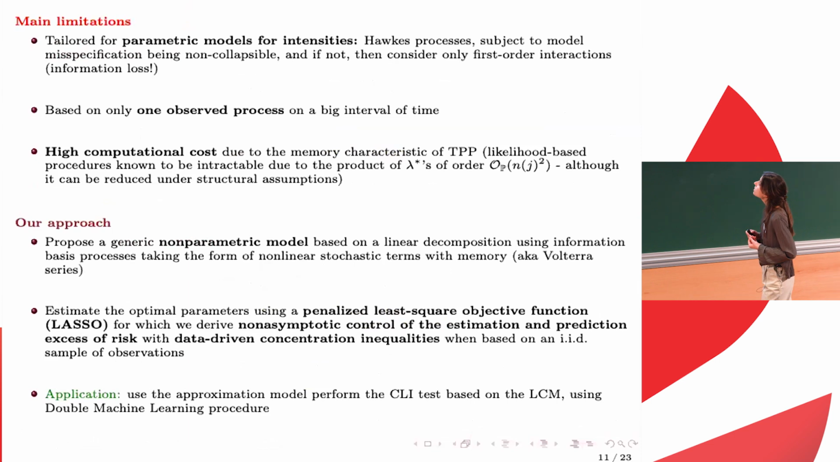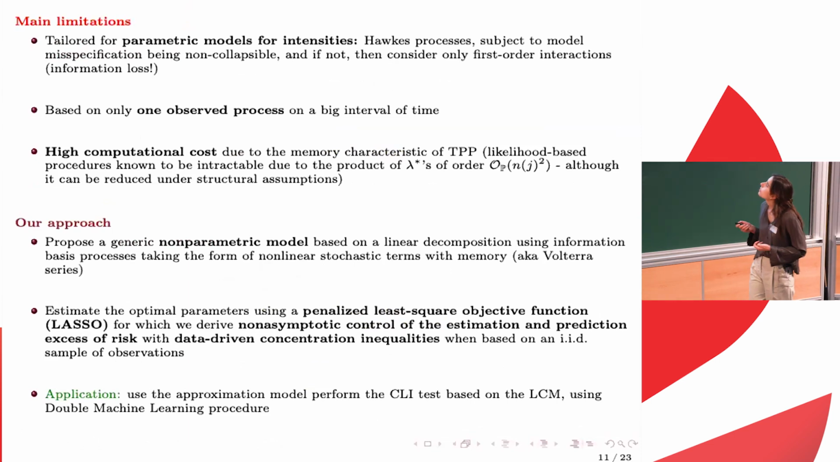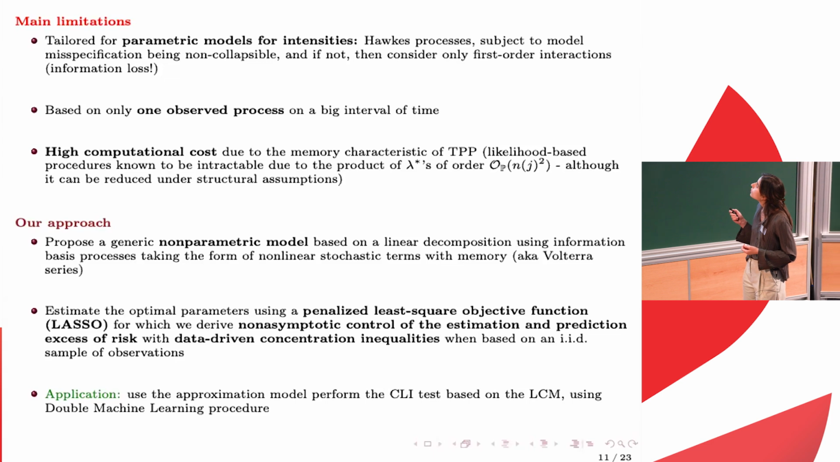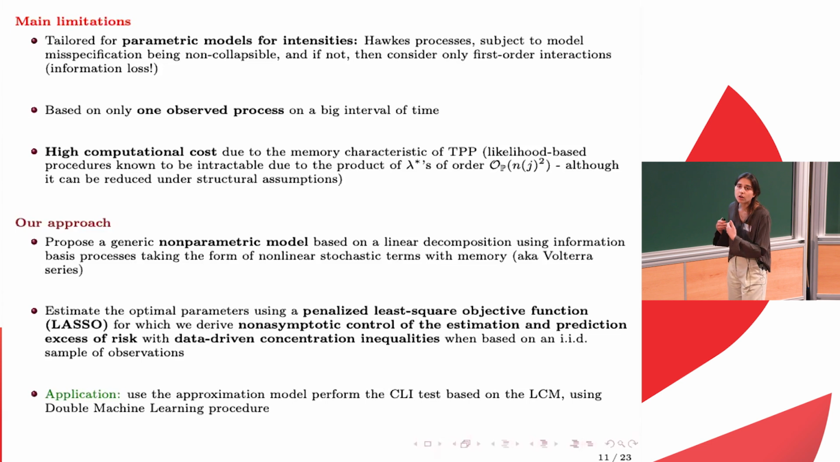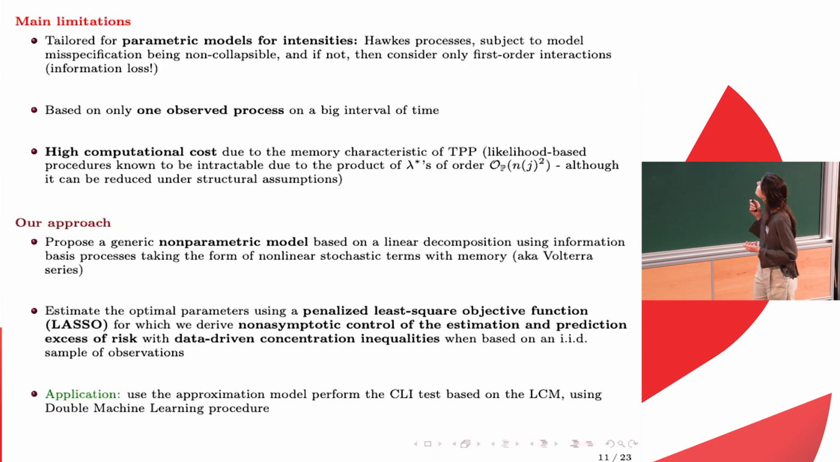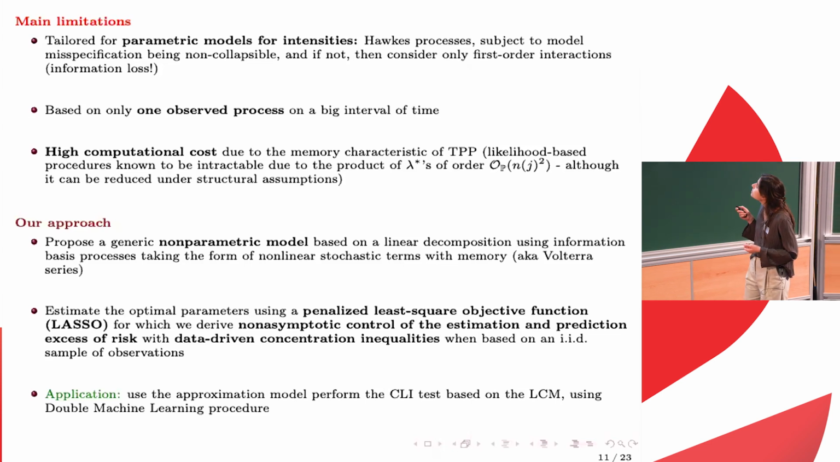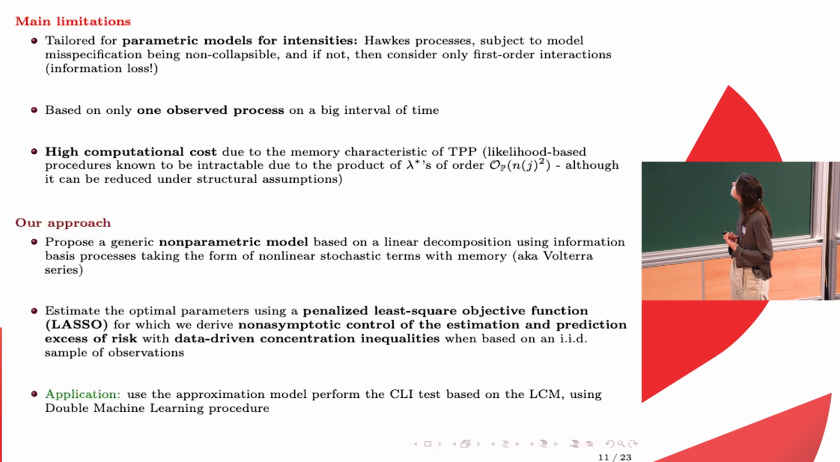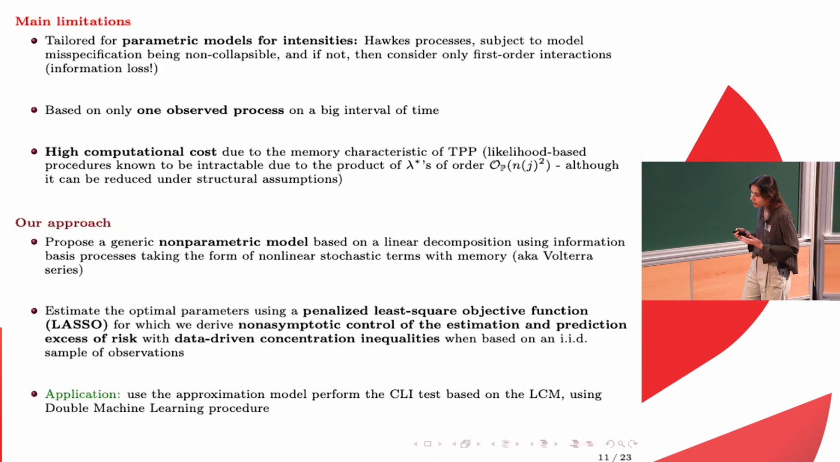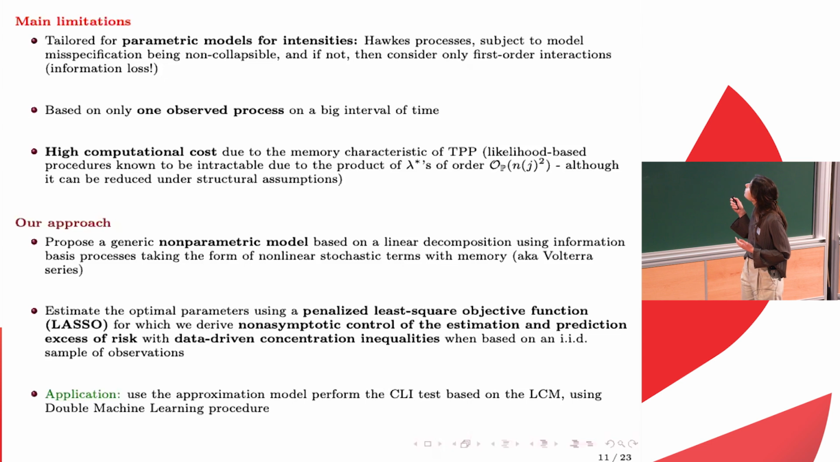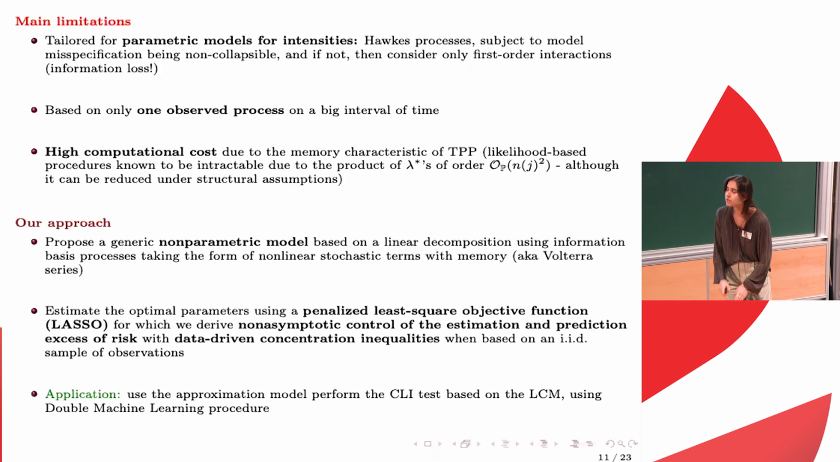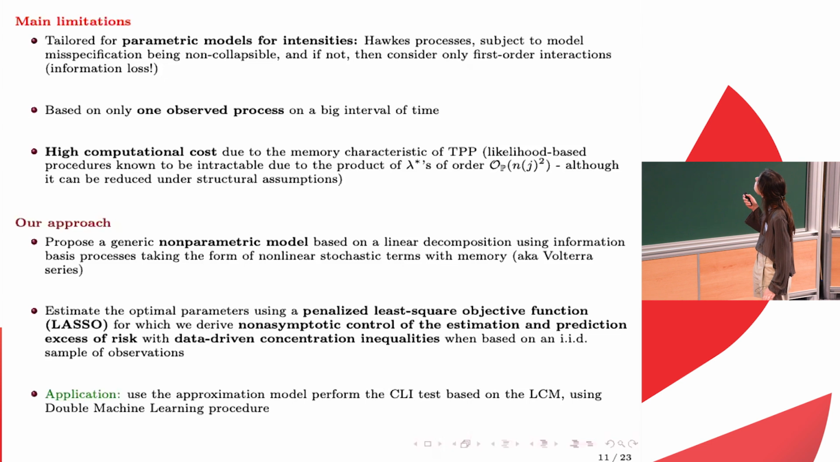But unfortunately, there are some main limitations on these methods. They are tailored for some parametric models for intensities, such as Hawkes processes or others that come from survival analysis, but they are subject to model misspecification because they are non-collapsible. And if not, take for instance the Hawkes process: you have this sum of interactions between all the nodes and the one that you're interested in, so you only look at the first order interaction.